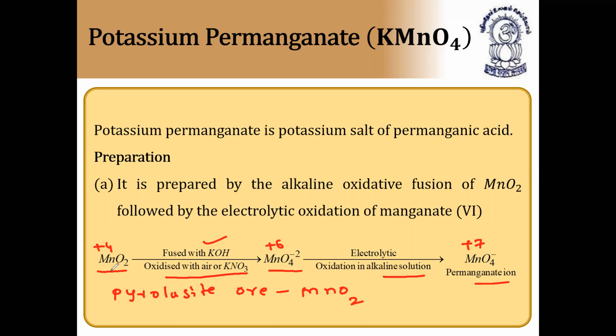So manganese dioxide, when fused with alkali, that is potassium hydroxide, a soluble base, changes to the manganate ion. On electrolytic oxidation in alkaline solution, the manganate ion forms the permanganate ion. Finally, it forms MnO4 minus, in which the oxidation state of manganese is +7. So manganese dioxide gives the manganate ion, and then the permanganate ion.